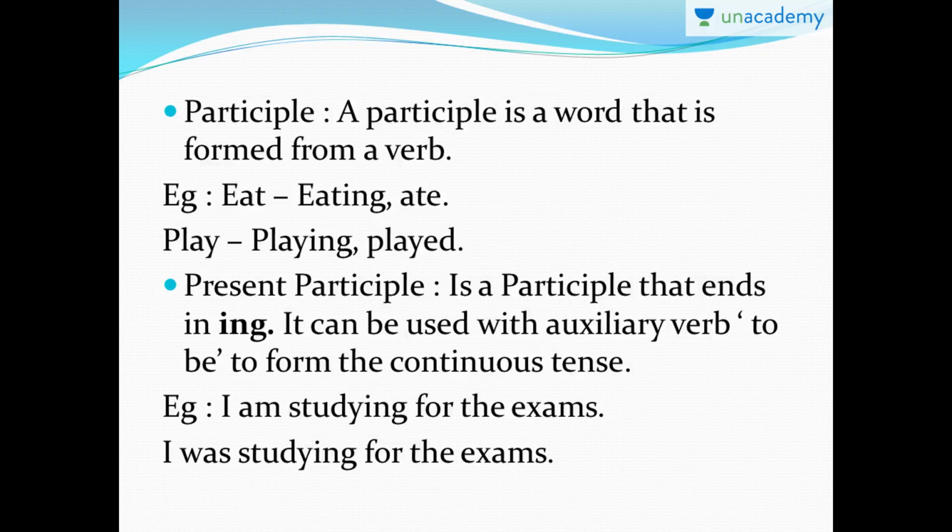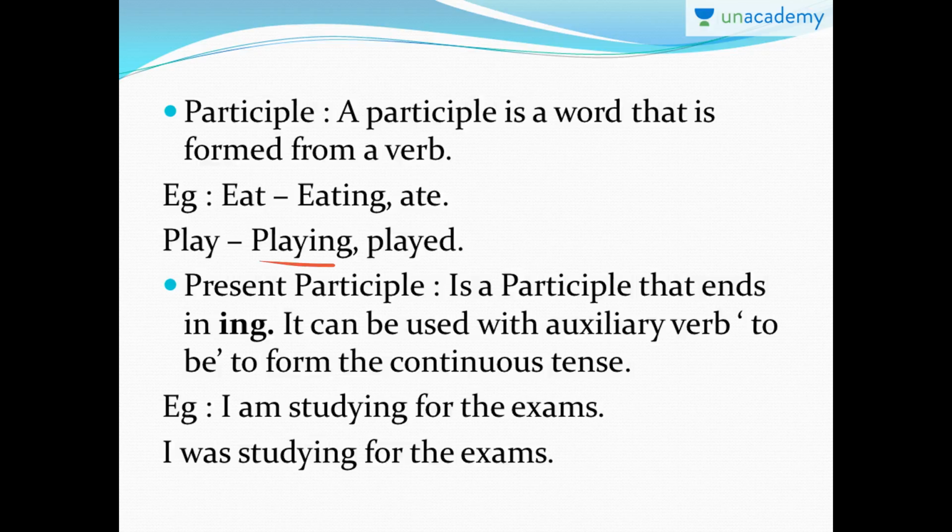So for example, if the verb is eat, there are two types of participles. One is the present participle and the other the past participle. So the present participle is eating, the past participle is ate. So play, playing, played. So we have two participles. One can be with ing, the other one can be with ed. Now sometimes it is ed, sometimes we have different types of past participles. So that one we will see in the next lesson.